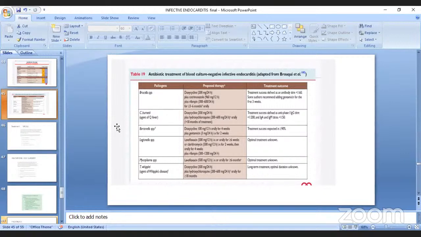For Legionella, it's levofloxacin. So in my patient, I started levofloxacin, and within 48 hours, the patient's fever went down. And I started levofloxacin along with rifampicin. If there is Mycoplasma, then again you have to start only levofloxacin, and if it's T. whipplei, then you have to start doxycycline plus hydroxychloroquine. This is what you have to remember.